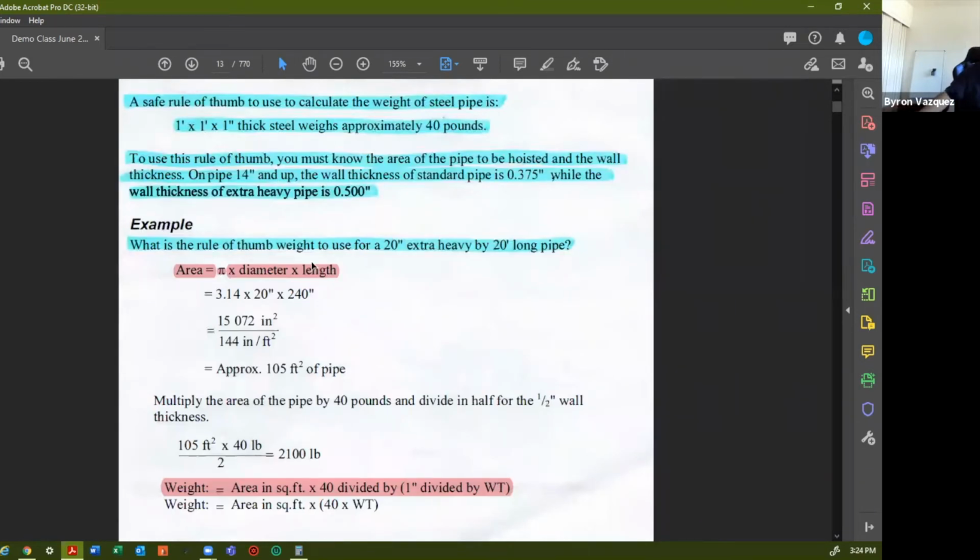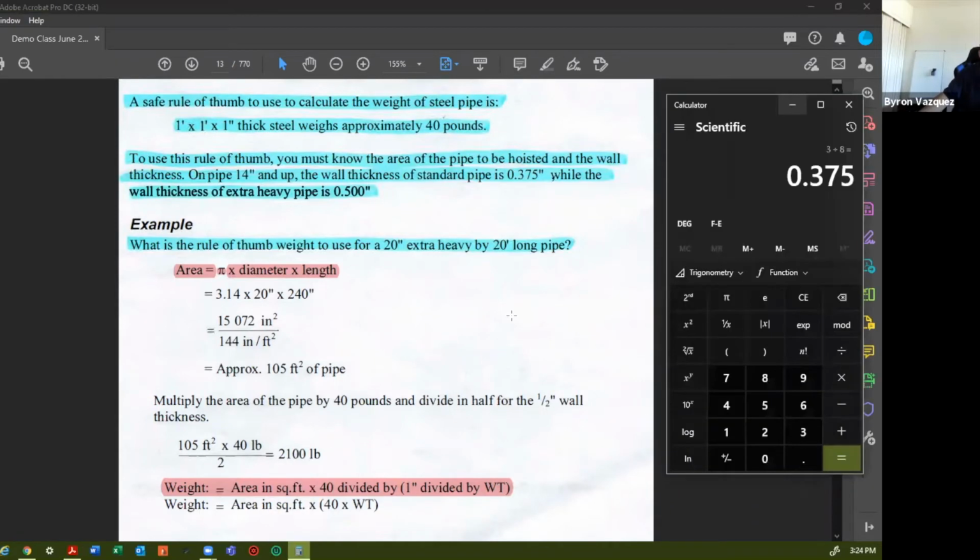What is the rule of thumb weight to use for a 20-inch extra heavy or extra strong by 20-foot long pipe? So I need to know 2 things to apply this rule of thumb. I need to know the area of the pipe, or the surface area of the pipe to be hoisted, and also the wall thickness. So looking at this example, what is the rule of thumb weight to use for a 20-inch extra heavy by 20-foot long pipe?